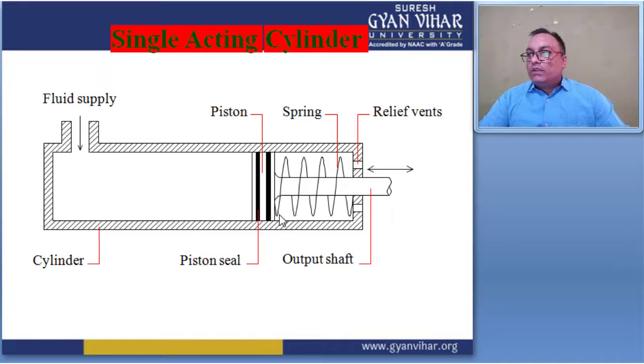The most common type is the spring return cylinder, in which the spring is located between the front end of the cylinder and the piston. In this design the piston rod extends when compressed air or fluid comes inside the cylinder. Then the piston pushes this spring, and this is the extended stroke of this actuator.